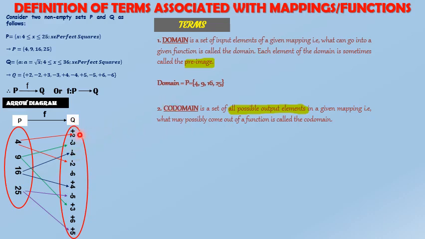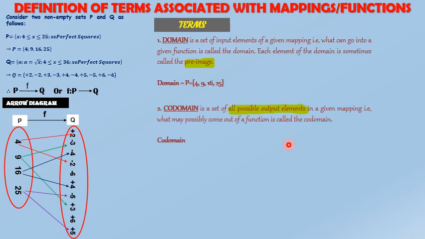So what we mean by possibly coming out here is that anything that belongs to Q is a codomain, but not all elements of the codomain must actually have an association with an element of the domain. For example, look at this -6. This -6 is not connected to any element here, but it still belongs to what? To Q. So it's a member of the codomain, even though it does not associate with any element in the domain. Once it is in the output, it is regarded as a codomain.